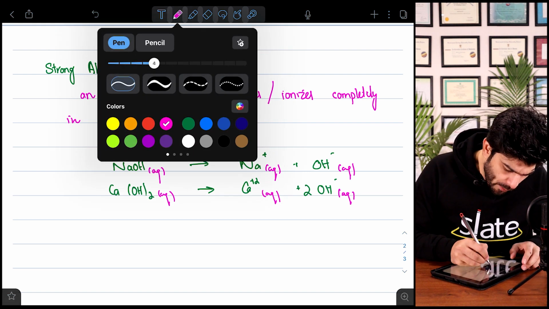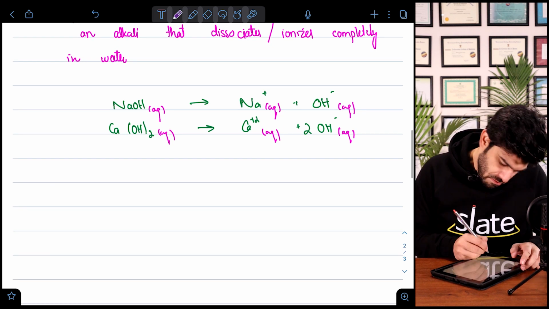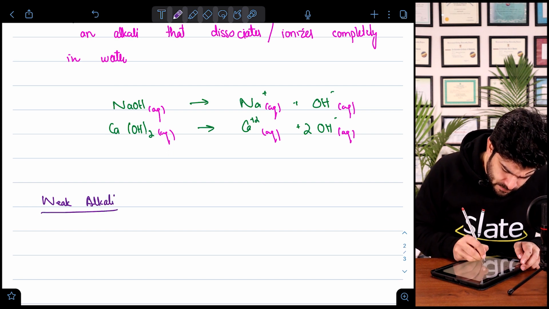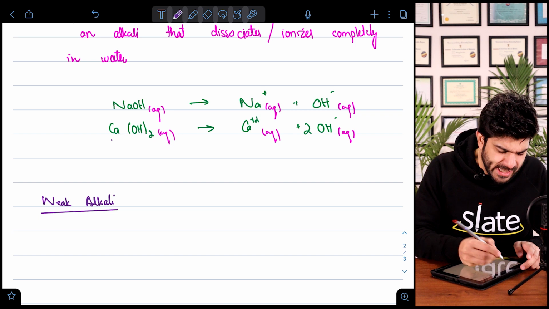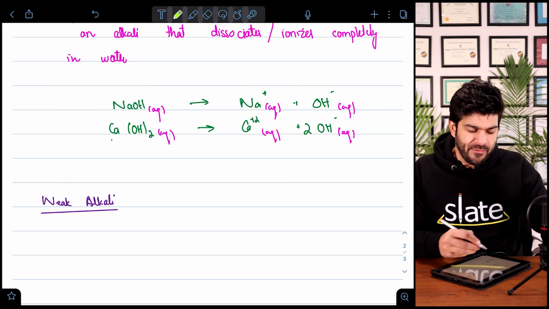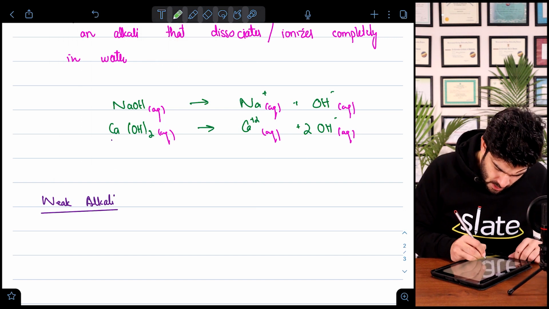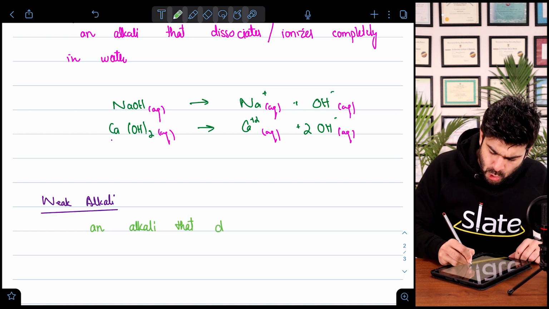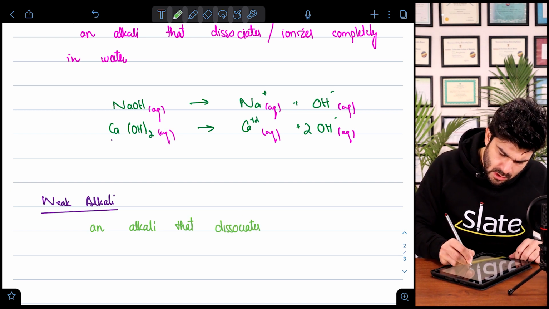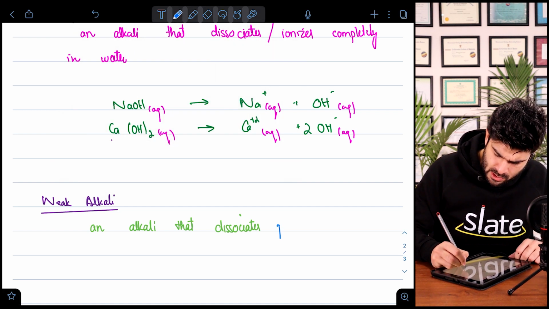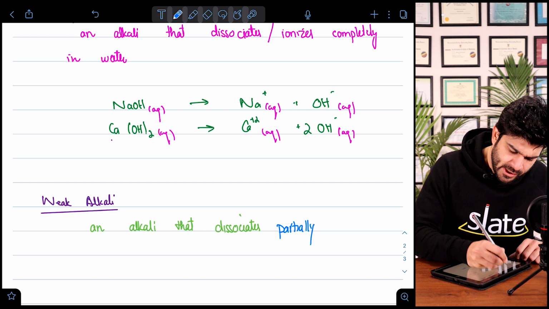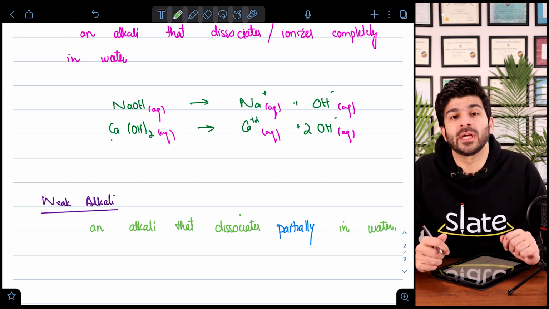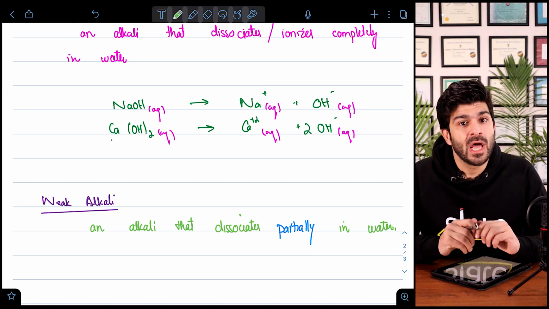What about the next one? Obviously, if you are talking about a strong alkali, there must be a weak alkali as well. Simple. If you remember the definition of strong and weak acids, if you have seen the previous video, you would know a weak alkali is one that dissociates partially in water.